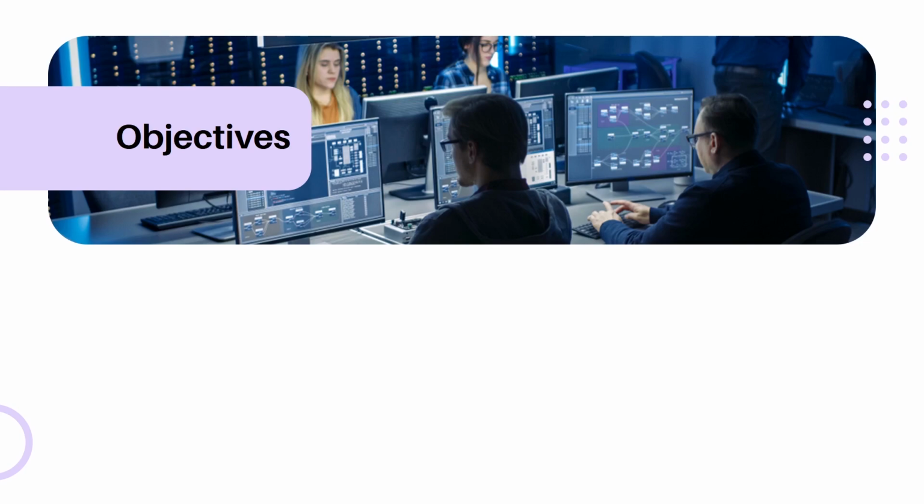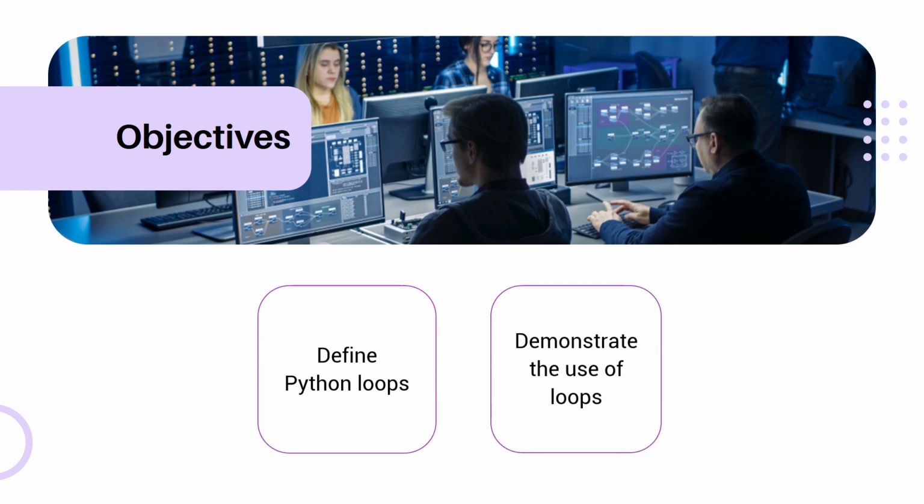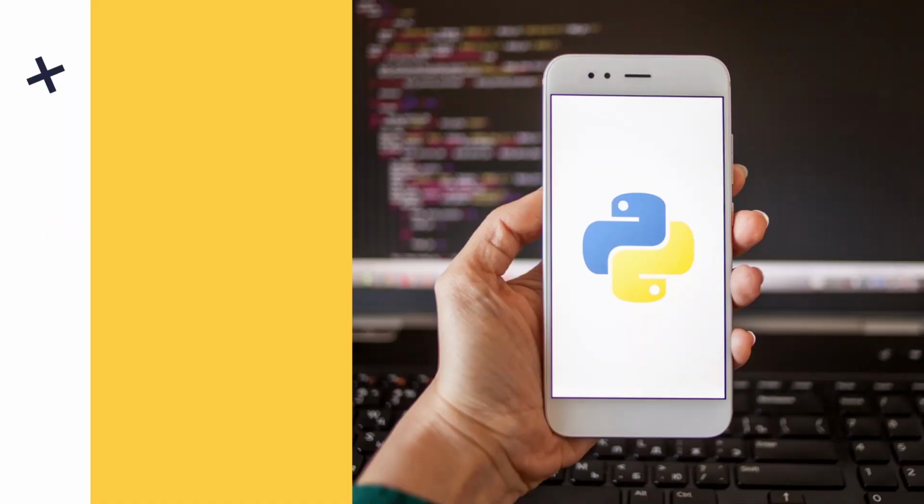Now with that being said, let's have a look at the objectives for today's lesson. As we've done before with multiple definitions throughout this course, we'll start off by defining Python loops. Then we'll wrap the lesson up with yet another practical demonstration. Let's start off by defining what loops are.